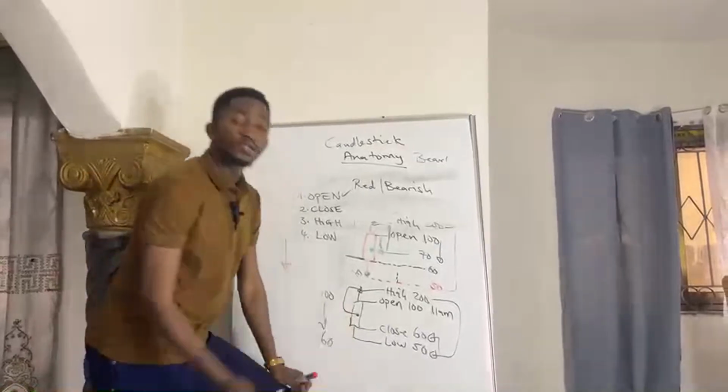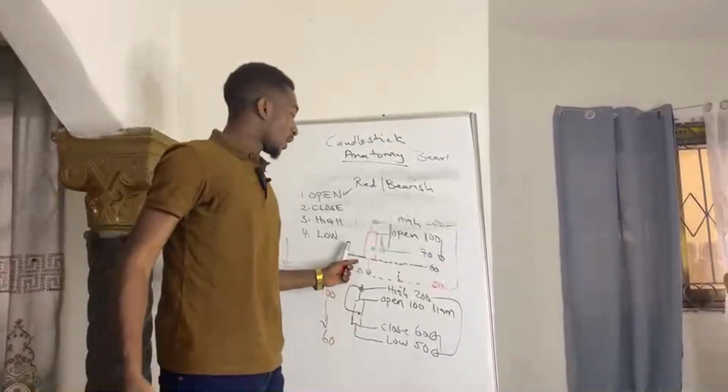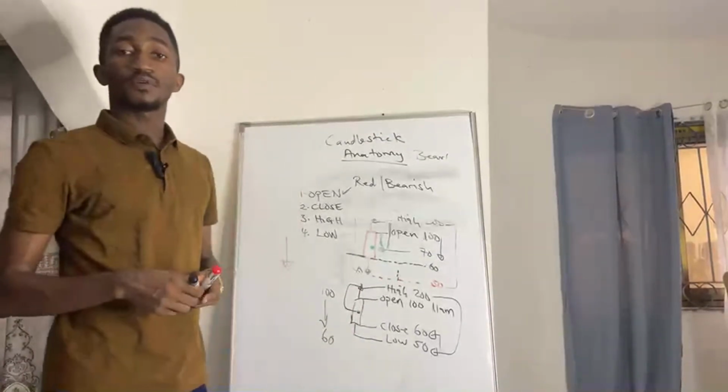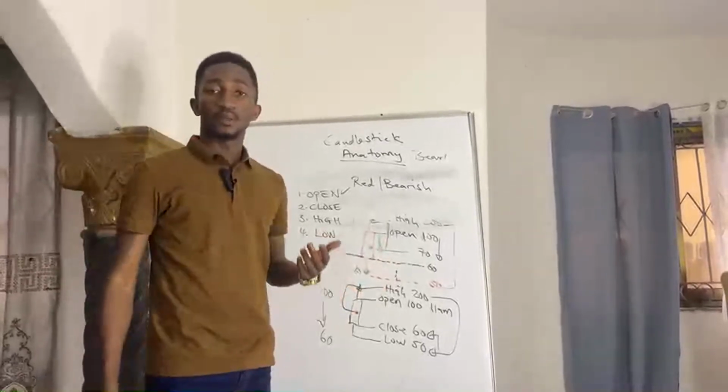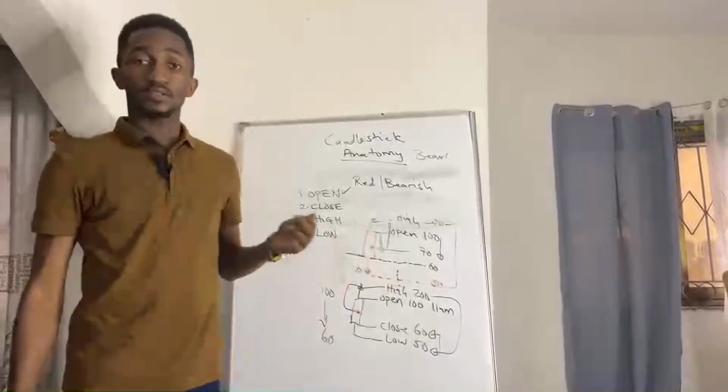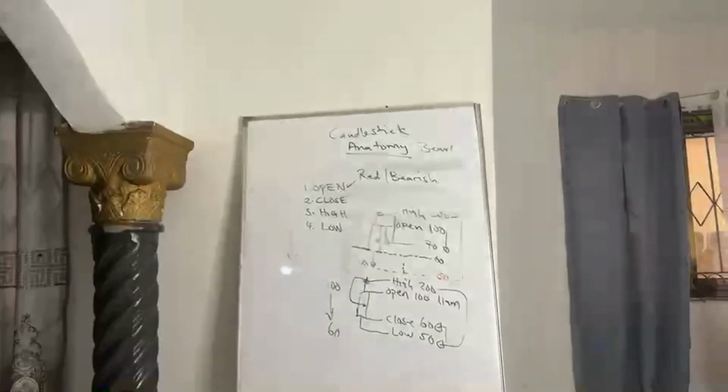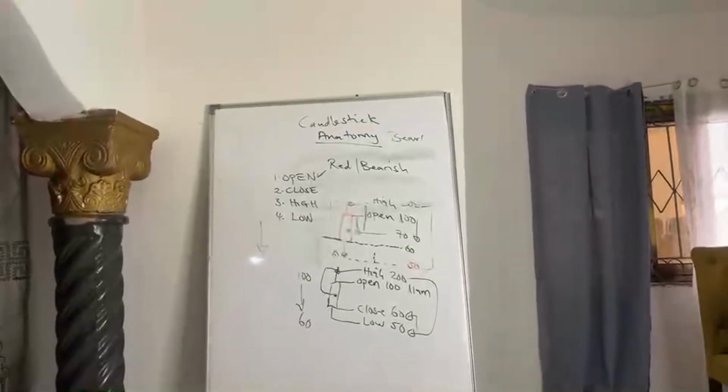So this is what we mean by the candlestick anatomy formation for the sellers. This is for the sellers. We are going to talk about the buyers. I'm going to show you guys this from the chart. I just want to see if you have any question, please drop them on the chat.